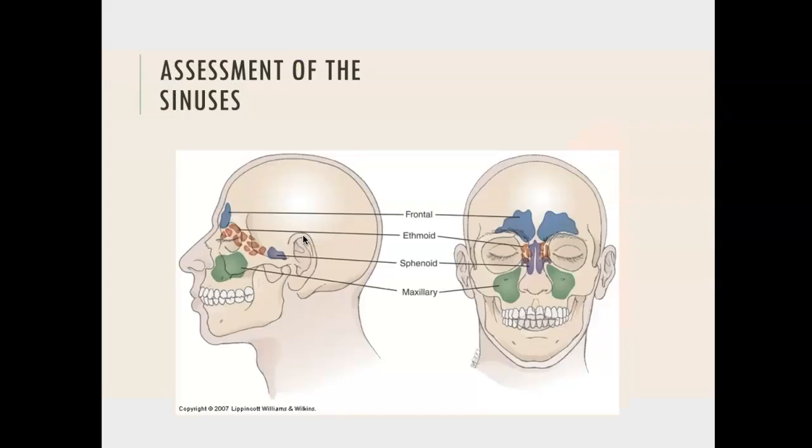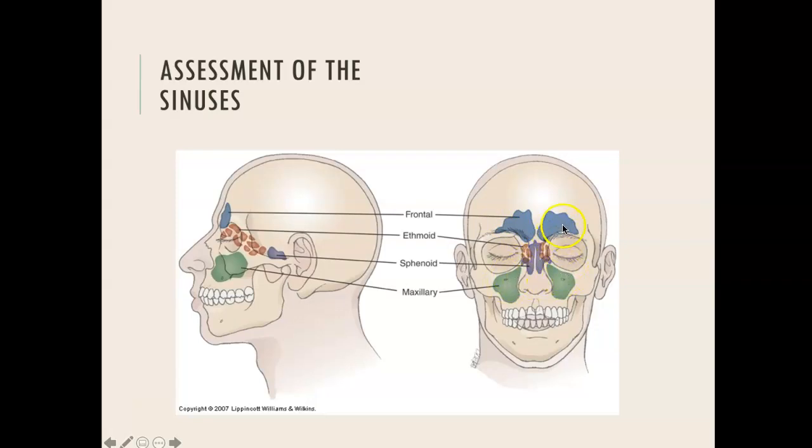The assessment of sinuses, again, not something typical. I'll just kind of review it for you. It's something typical a nurse would do with more of an advanced practitioner. And here shows the different sinuses. You have the frontal sinuses above the eye, the ethmoid, which are just kind of on the inside of the eye, your sphenoid, and your maxillary.